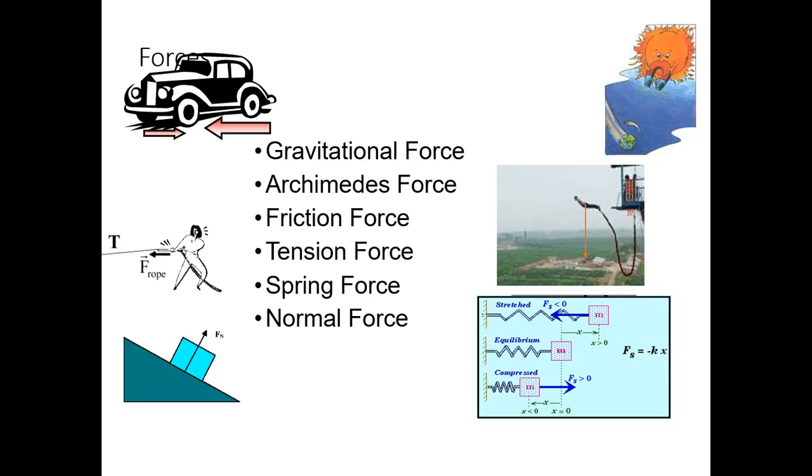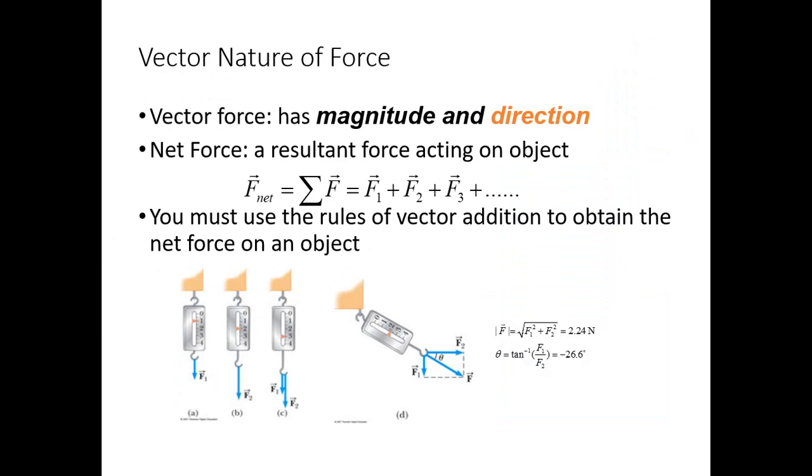Now we are discussing the gravitational force, Archimedes force, friction force, tension force, spring force, and also normal forces. Vector nature of force: a vector has a magnitude and a direction. The net force, or resultant force, acting on an object is F net equals the summation of F, equals F1 plus F2 plus F3 up to Fn. So you must use the rules of vector addition to obtain the net force on an object.